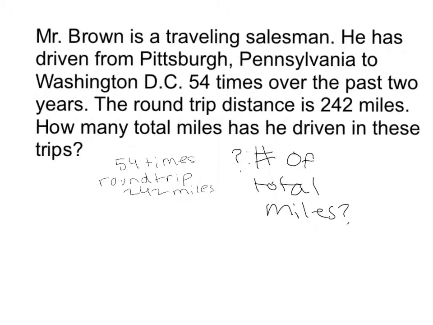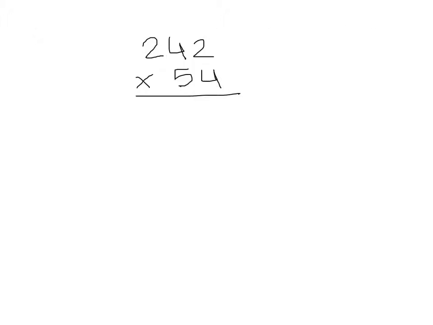So now we'll do the multiplication. We need to multiply 54 by 242. Let's start with the 4 in the ones place. We'll multiply the 4 by all 3 digits in 242. 4 times 2 is 8.